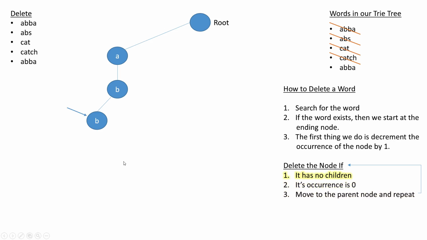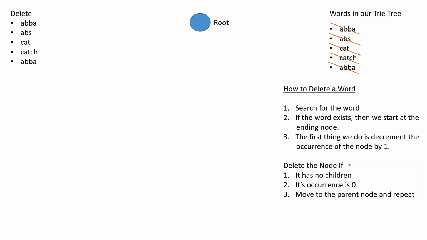We'll move to the parent node, has no children, its occurrence is 0, so it's gone. Move to the parent node, has no children, its occurrence is 0, so it's gone. Move to the parent node, it has no children, its occurrence is 0, so it's gone. Move to the parent node. The parent node is the root, which means we're done. That's our stopping point. So that is kind of a higher level overview of how we're going to remove things from the trie.